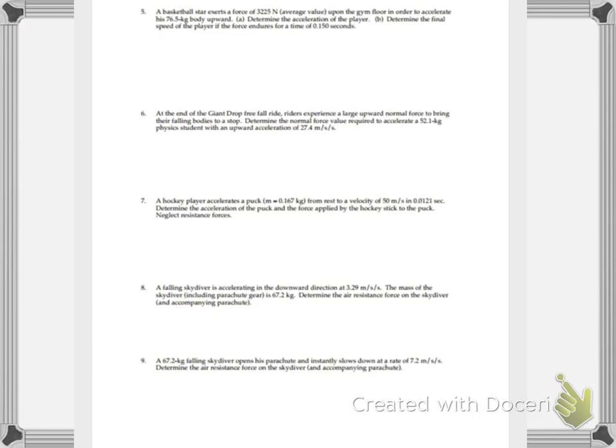So here we're going to go ahead and draw our force diagram right away. He is exerting an upward force, so we will have an applied force, and we will have a force due to gravity. His force due to gravity is mass times the gravitational field strength. So he has a mass of 76.5 kilograms. We'll multiply that by 10 newtons per kilogram to get 765 newtons. And we know that he applies 3,225 newtons.